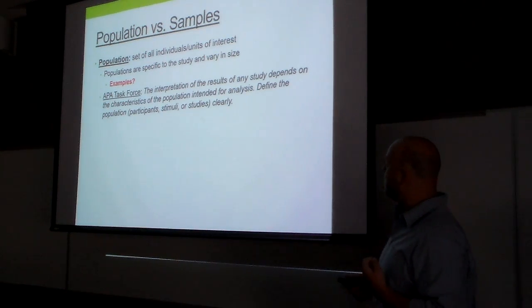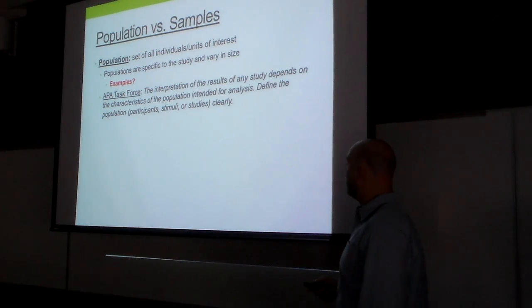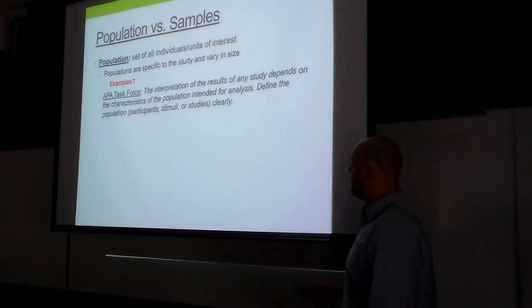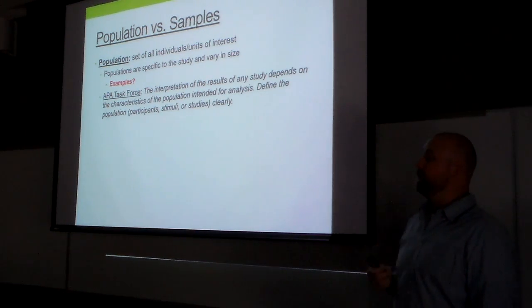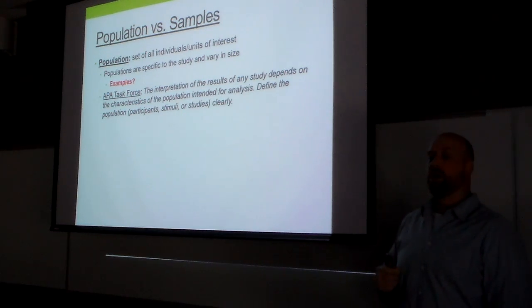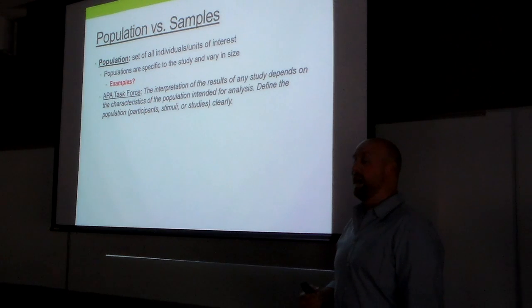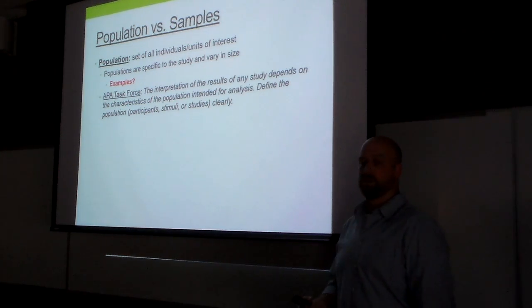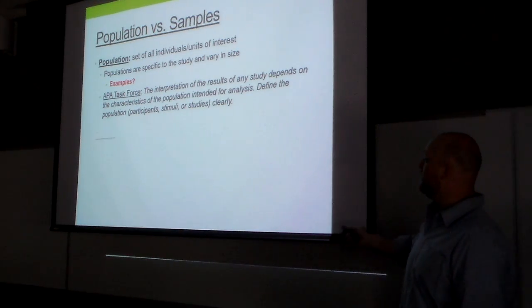The APA task force says the interpretation of results of any study depends on the characteristics of the population intended for analyses, recommending that we define the population, participants, and stimuli in studies very clearly. Again, this is something we don't think enough about in our studies. Who do we expect this to generalize to, and did we actually pull from that population? The answer is almost always no. It's something to keep in mind.